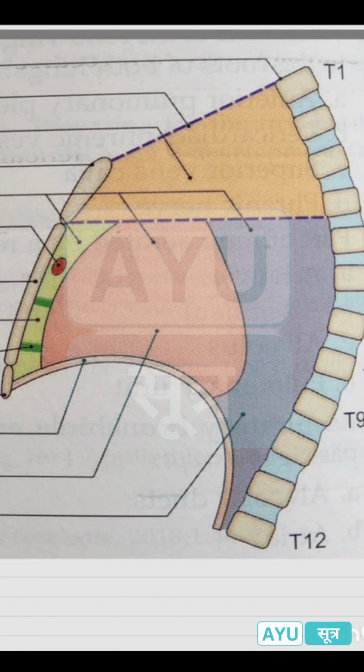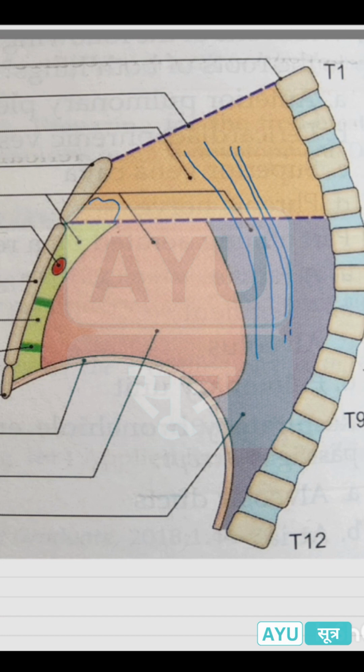Next, we should know that the esophagus comes from the superior mediastinum from behind the heart and reaches the posterior mediastinum. And same goes with the thoracic duct. Similarly, we have learnt about the thymus. The upper part of the thymus lies in the superior mediastinum and the lower part lies in the anterior mediastinum.